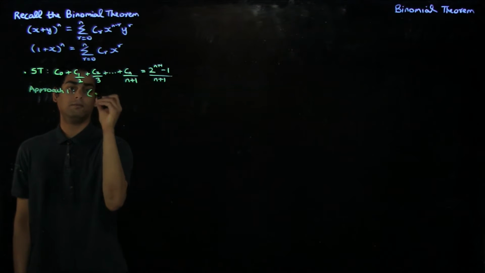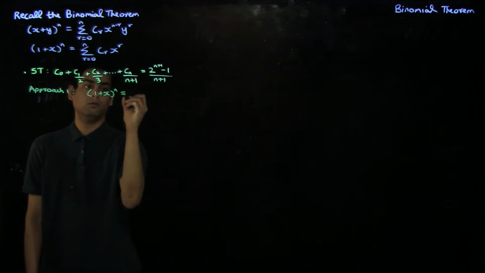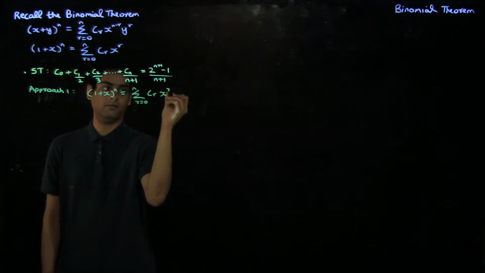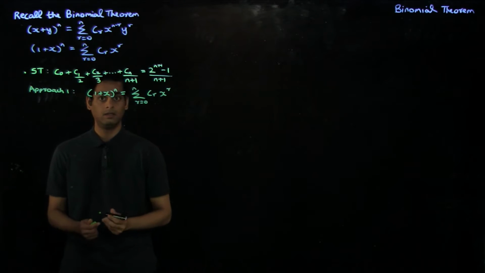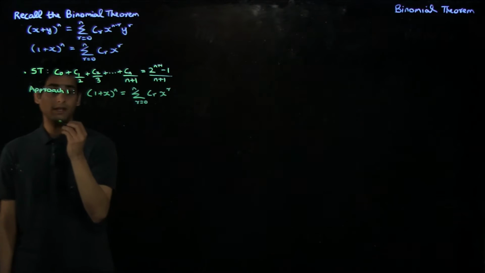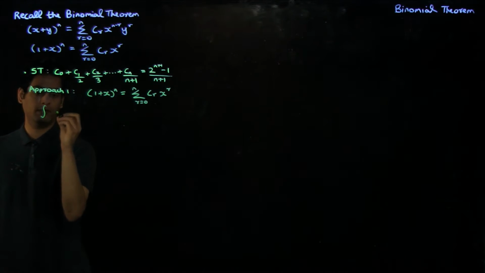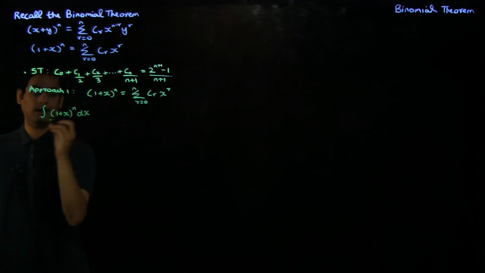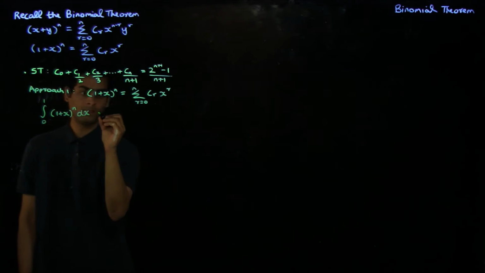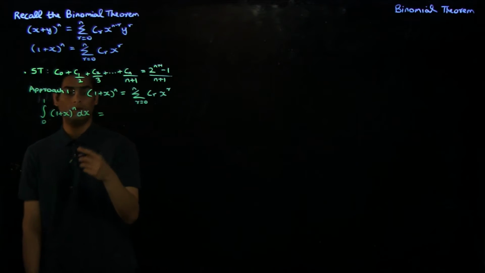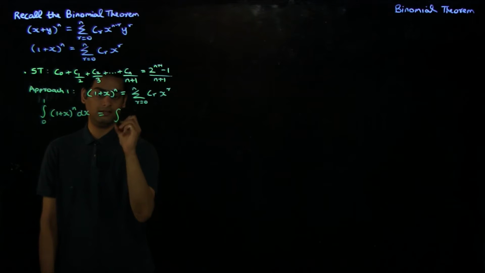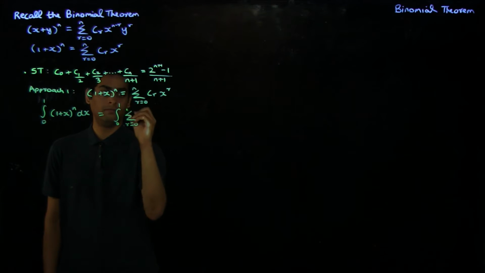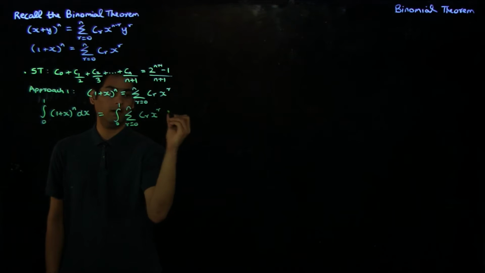So let's look at (1 + x)^n equal to the summation r goes from 0 to n of C_r x^r, where once again I remind the viewer that C_r is nCr. So we integrate both sides of this expression over x, and we let x run from 0 to 1. On the left hand side we have the integral from 0 to 1 of (1 + x)^n dx, and on the right hand side we have the integral x from 0 to 1 of the summation r equal to 0 to n of C_r x^r dx.